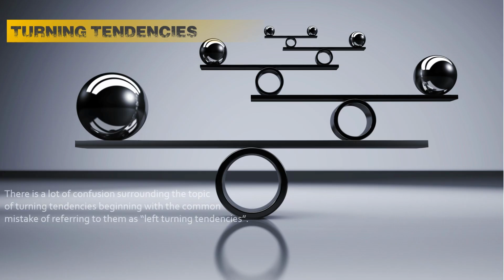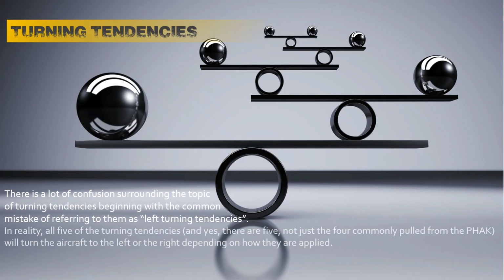There is a lot of confusion surrounding the topic of turning tendencies, beginning with the common mistake of referring to them as left turning tendencies. In reality, all 5 of the turning tendencies, and yes, there are 5, not just the 4 commonly pulled from the Pilot's Handbook of Aeronautical Knowledge, will turn the aircraft to the left or the right, depending on how they are applied.